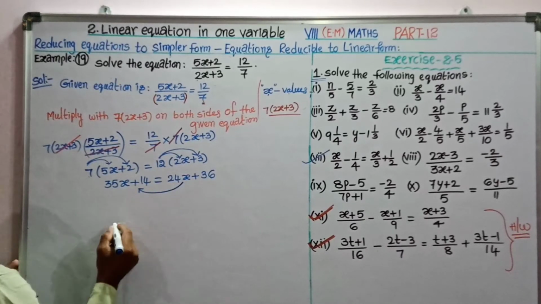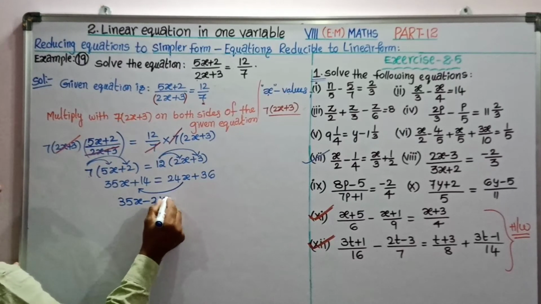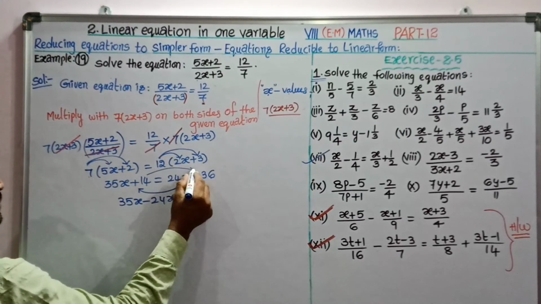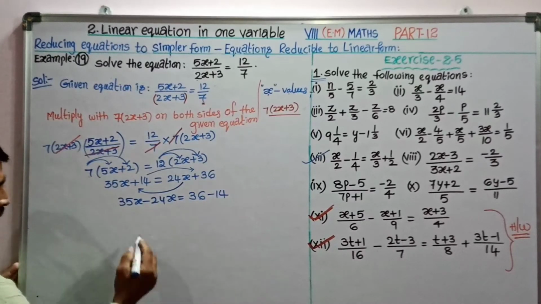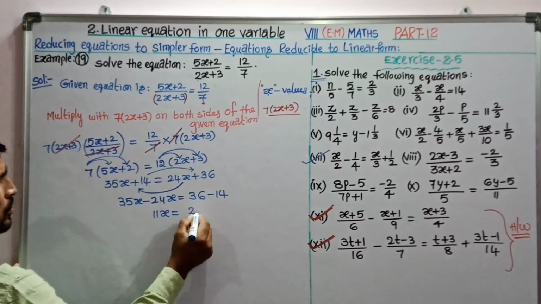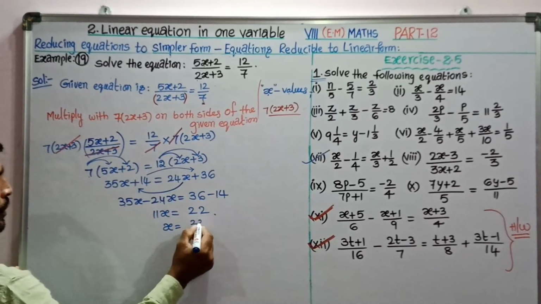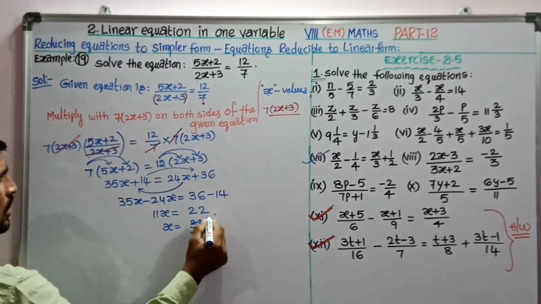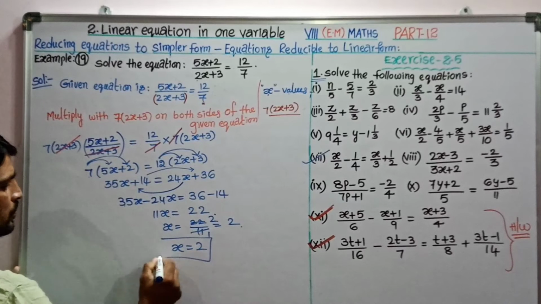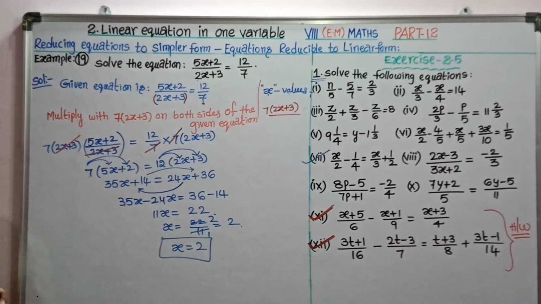Transpose plus 24x from RHS to LHS, we get 35x minus 24x. Keep 36 in RHS. Transpose plus 14, we get minus 14. 35 minus 24, that is 11x equal 22. X equal what? 22 by 11. 11 ones are 11, 11 twos are 22, that is 2 by 1 is 2. Therefore, x equal to 2 is the solution of the given equation.